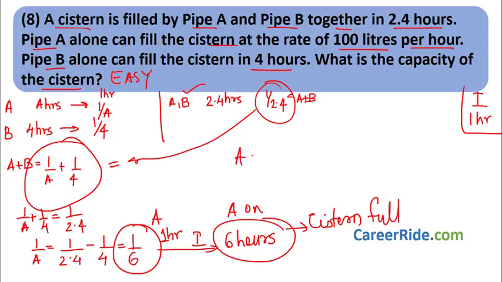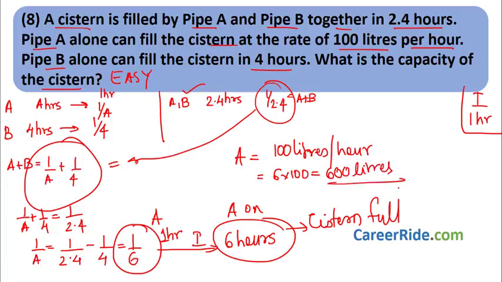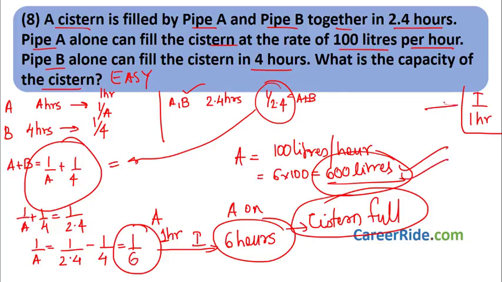Now A is giving out water at the rate of 100 liters per hour. So in 6 hours, how much water will be given by A? 6 into 100, that would be 600 liters, right? So A gives out 600 liters in 6 hours, and we know that when A is on for 6 hours, the cistern gets full. That means the capacity of the cistern is 600 liters. See how easily you got the answer. We just need the basic formula and we need to apply it.